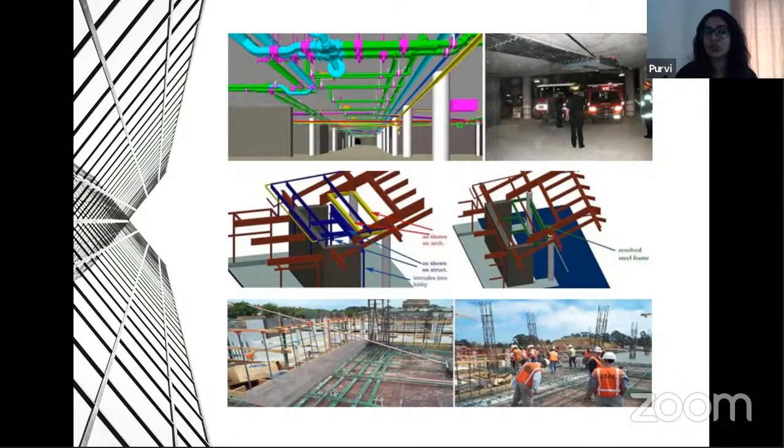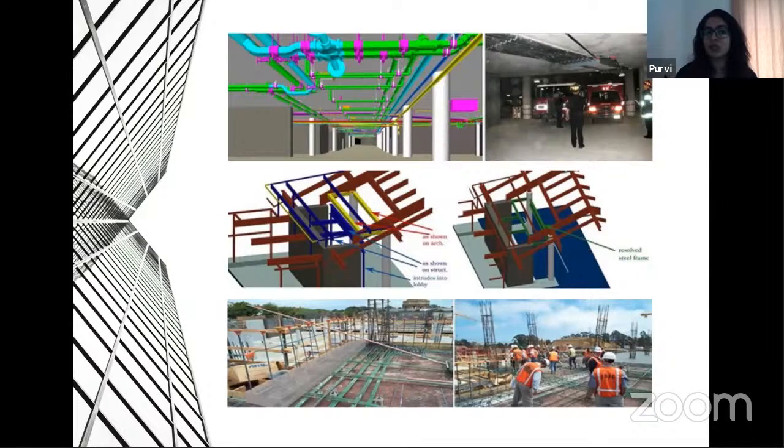Like you can see, green is for the pipelines, pink is for the fixtures, and blue is for the other types of pipes as well. So in case there are any clashes, along with color coding, Navisworks will generate the report for those specific clashes.